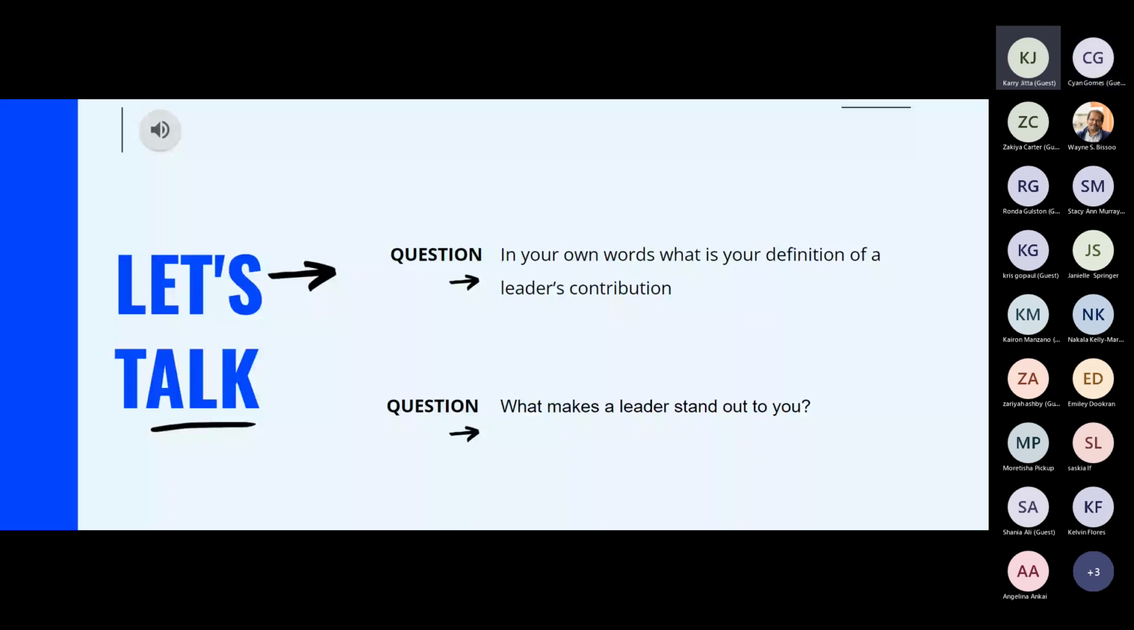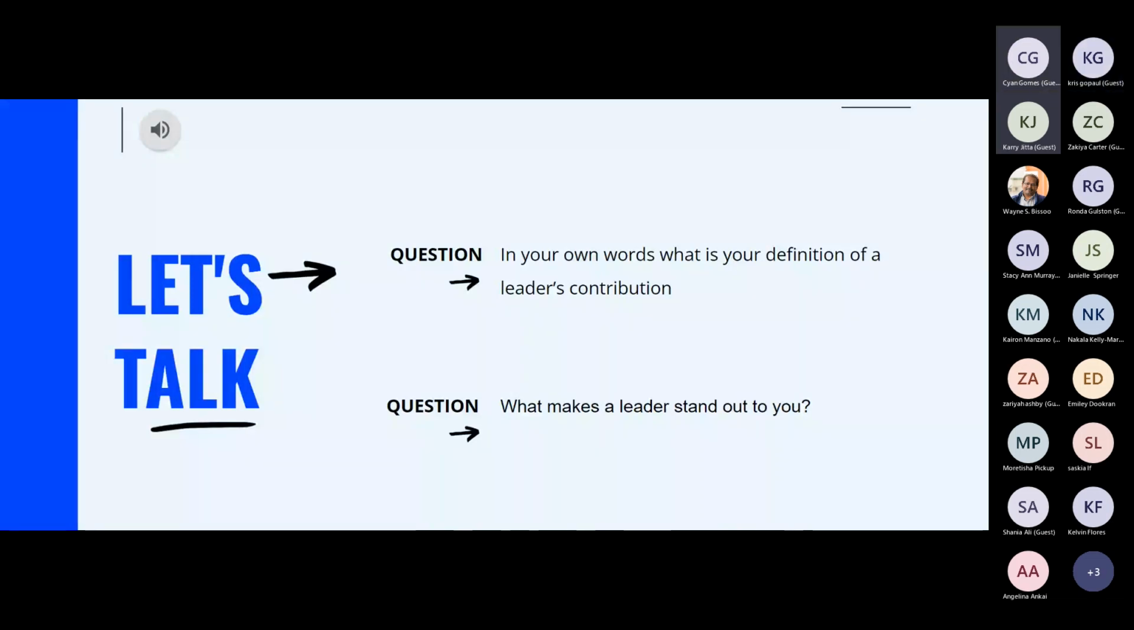Anybody? Or was it the ability to take control of situations or stuff like that? No, well, it's just in your own words, what do you think is the definition of a leader's contribution? I legit don't know. We could skip that one.